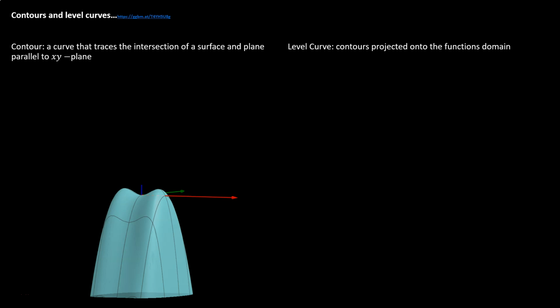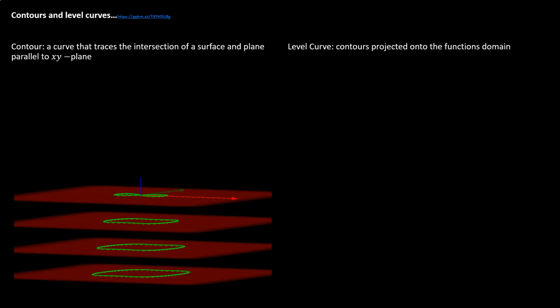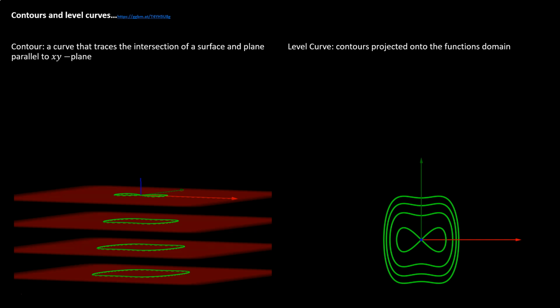So let's say we have some surface in 3D, like the blue one you see on the screen. If I were to slice this with a bunch of planes parallel to the XY plane, like these red planes you see, and then map out the intersection of the surface and each plane, we see that represented by the green curves. Those green curves projected down into the function's domain would be the level curves. So when the curves are on top of the surface in 3 space, those are contours. But when they're squashed down and viewed in just the domain plane, that would be the level curve or the contour map.